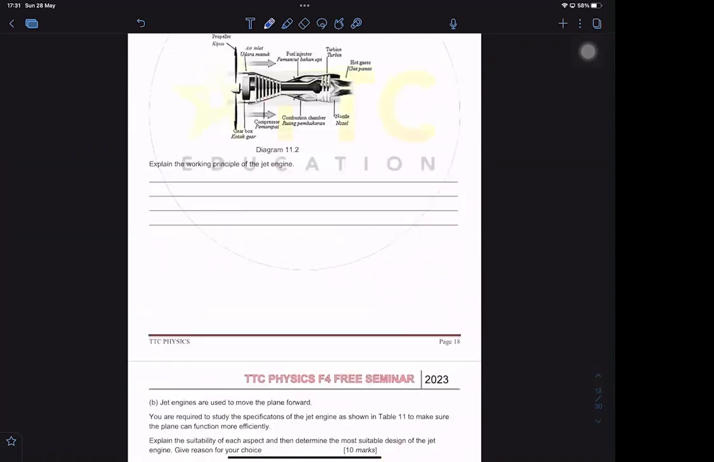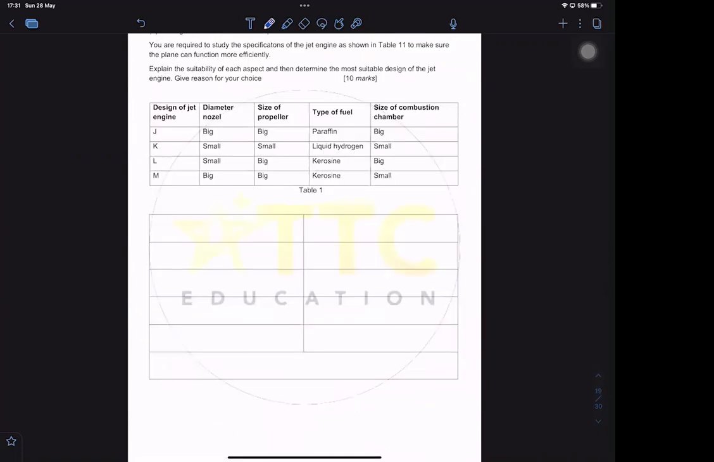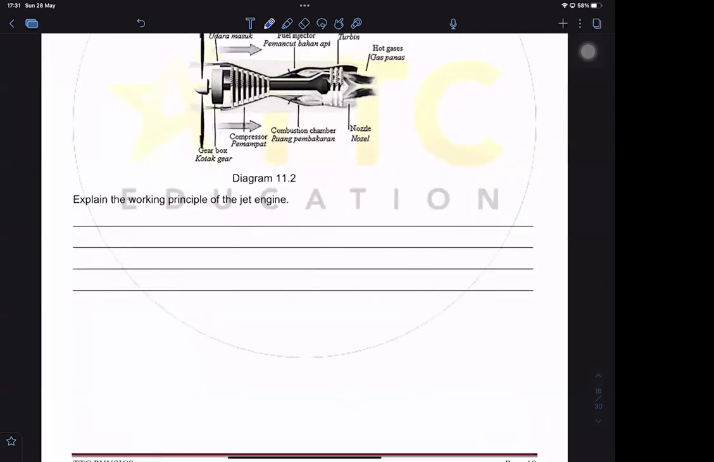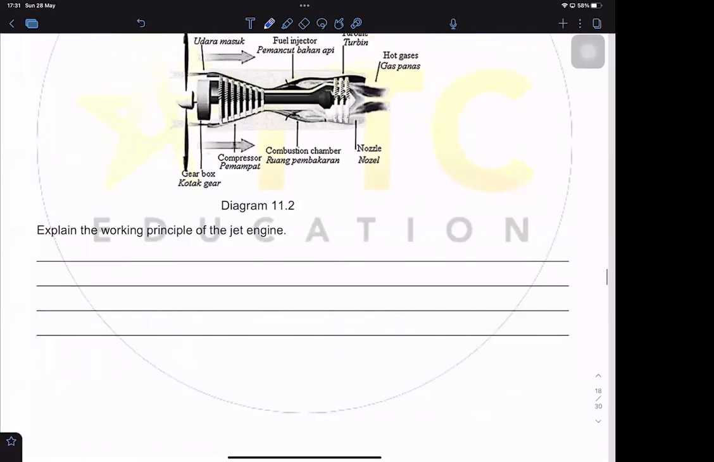So let's look at, oh yeah, I haven't done the explanation yet. You go to page number 18. I haven't done an explanation for this one. This one is a theory question.